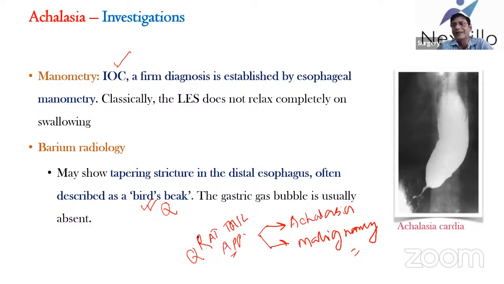Okay. But it is said that the specific barium picture of achalasia is bird's beak, and the specific picture of the adenocarcinoma of esophagus is rat tail. The difference is not clear. It is just for the questions. Okay. So this is it, barium swallow.